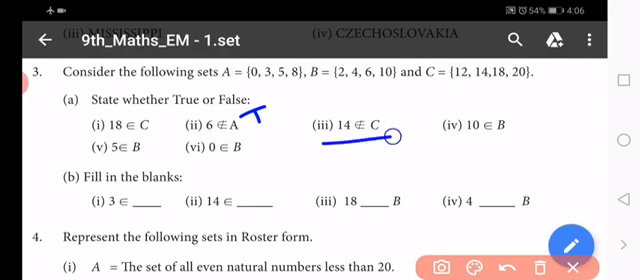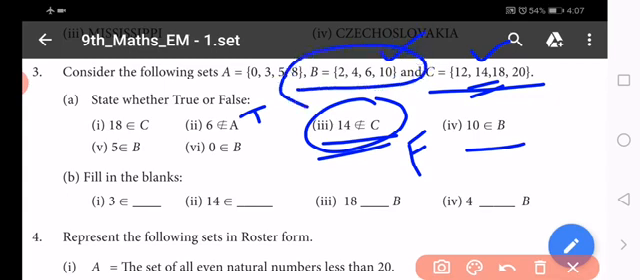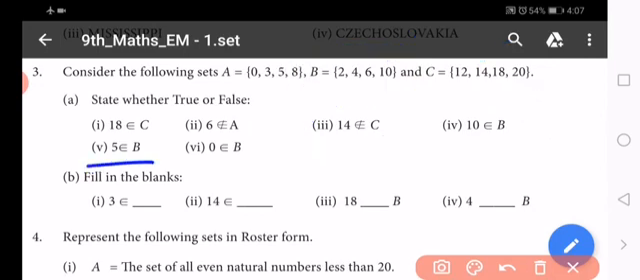And the third one, 14 does not belong to C. That means in the set C, 14 is not an element, but 14 is one of the elements in C. So the question is wrong. So it is false. And the fourth one, 10 belongs to B. That means 10 is an element in B. So in the set B, 10 is there. So it is true. And the fifth one, 5 belongs to B. That is, 5 is an element in B. But in B, there is no 5. 5 is in A. So it is false.